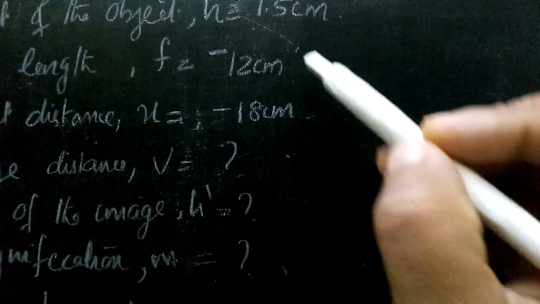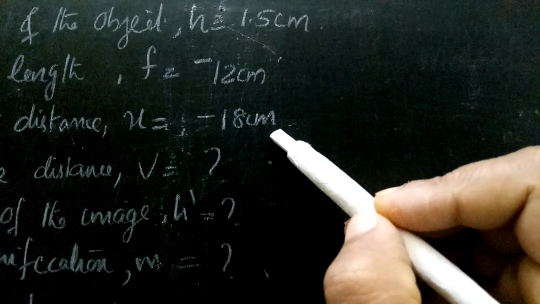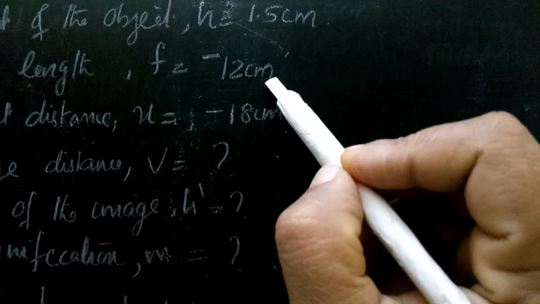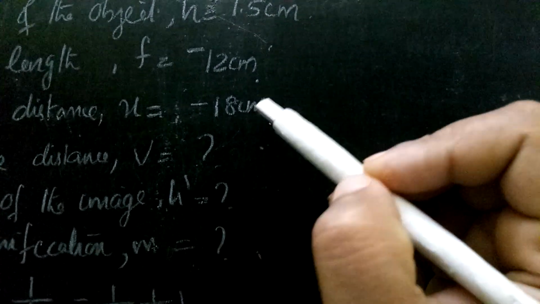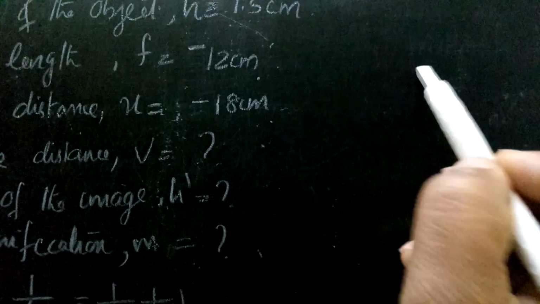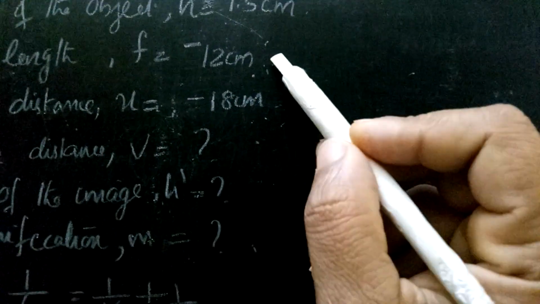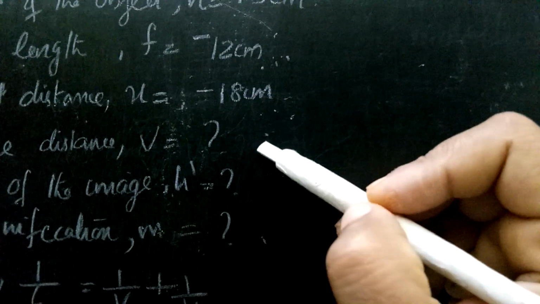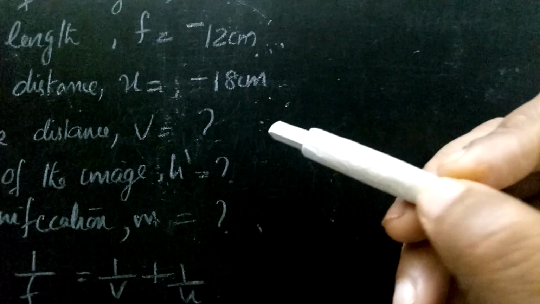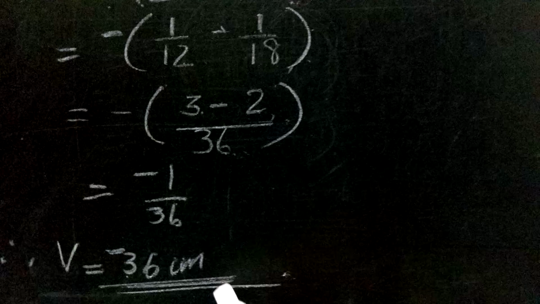So now look at the data. Focal length negative 12 and object distance is negative 18. F equal to 12 means R is equal to 24. Object is at 18, which is between 12 and 24, so that means between C and F. So image should form beyond C, that means it should be greater than 24. So now you got 36. So this is the right answer.